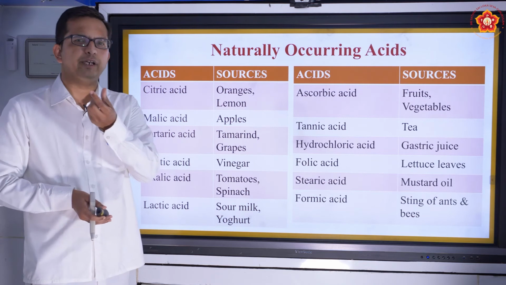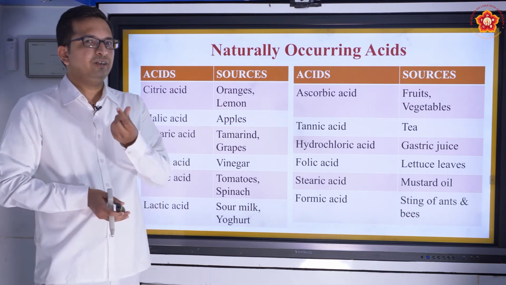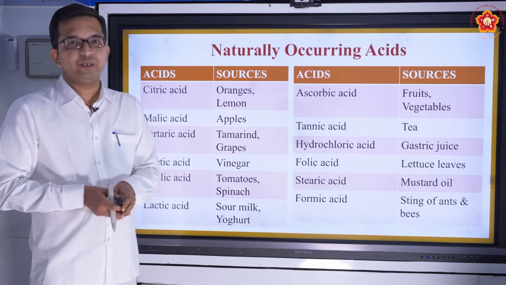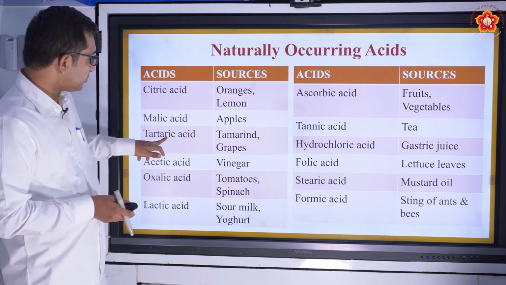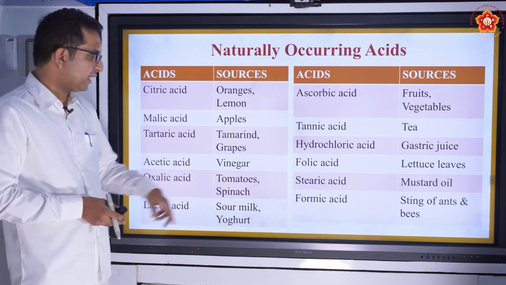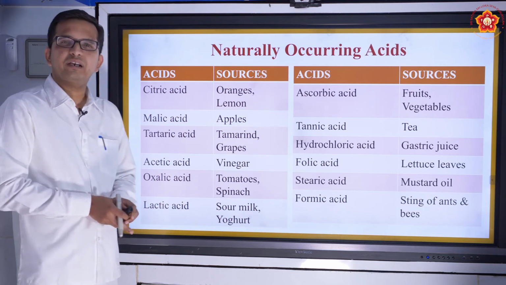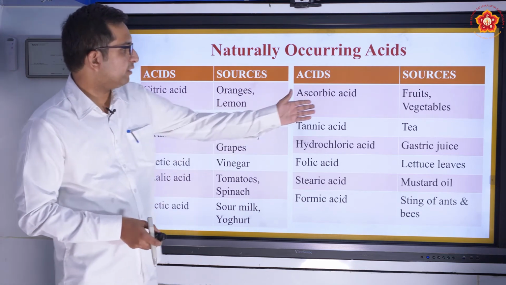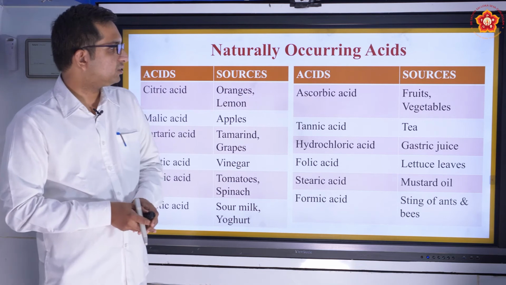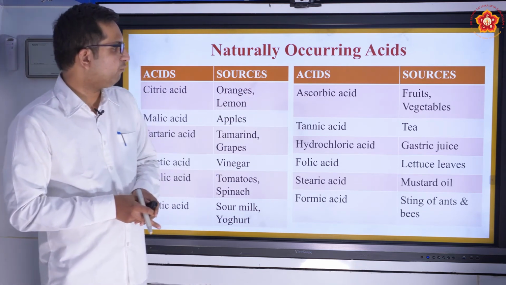Especially if you eat tamarind, you will see that it is pretty much sour in taste. But yeah, many people do love to eat that tamarind. So the acid that is present in that is tartaric acid. Acetic acid in vinegar, oxalic acid in tomato and spinach, lactic acid in sour milk and yogurt. And then you have ascorbic acids, mainly in fruits and various vegetables that we have.